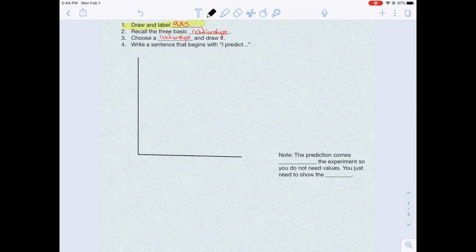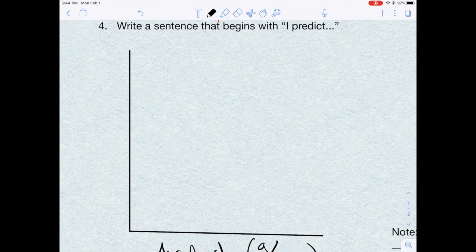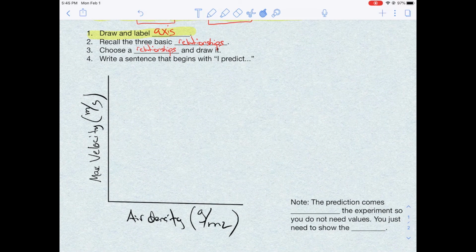So on the x-axis, we have air density, and air density is density. Density is like grams per milliliter. It's a mass per unit volume. So you'll learn more about what units to pick. Max velocity. Velocity, we often use miles per hour, kilometers per hour, but let's just use meters per second. That's a physics teacher's favorite. Good. Okay, so we have our labeled axes.